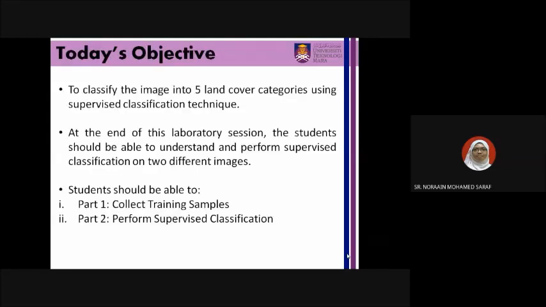The objective of Lab 5 is to classify the image into 5 land cover categories using the supervised classification technique. At the end of this laboratory session, the students should be able to understand and perform supervised classification on 2 different images. Students should be able to, part 1, collect training samples, part 2, perform supervised classification.